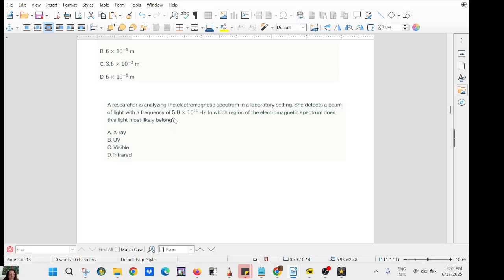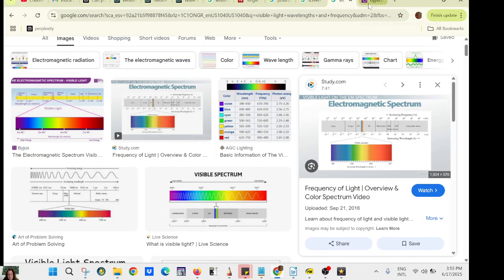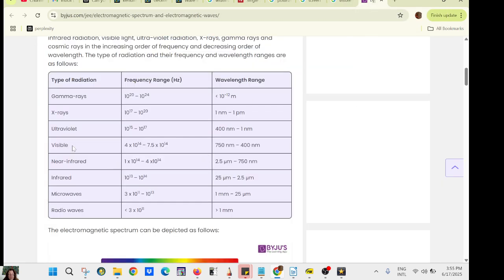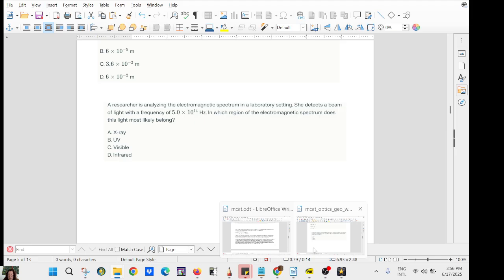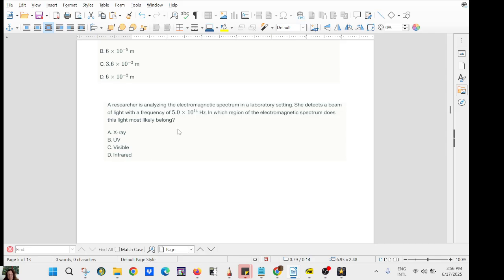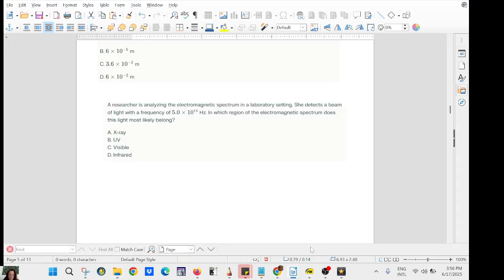So again, you need to know your frequency. As I've said before, 10 to the 14 is visible light, right? Visible, 10 to the 14. UV, you're going to increase by a factor of 10 or 1000. That's X-ray, that's gamma ray, and then the other way, it's going to decrease. So you need to know that visible is about 10 to the 14 hertz. So the answer would be 5 times 10 to the 14 hertz. It should be visible light. Okay, so the answer is visible.